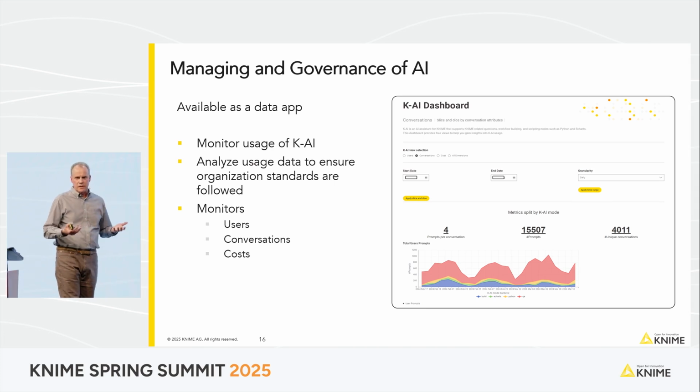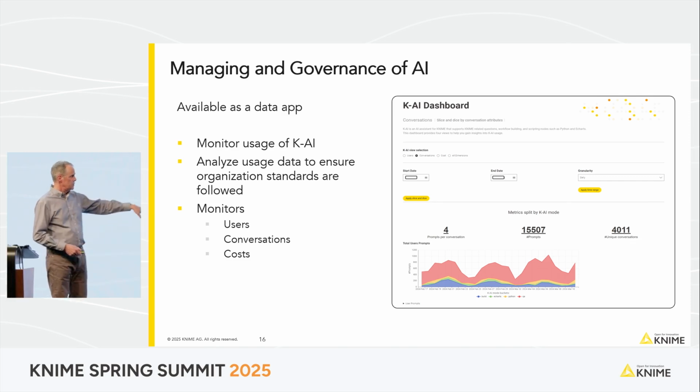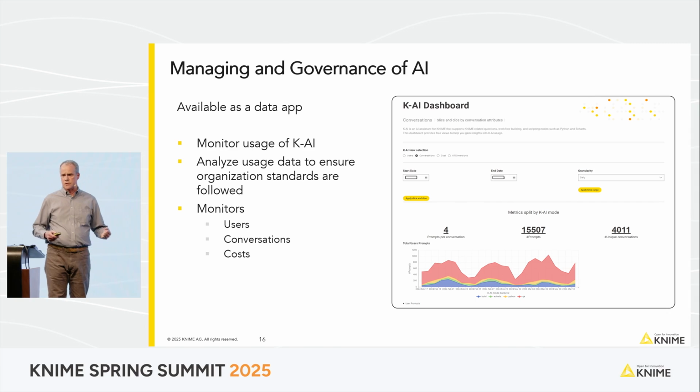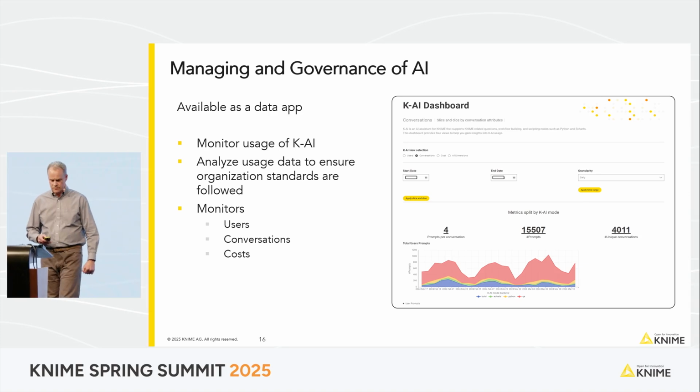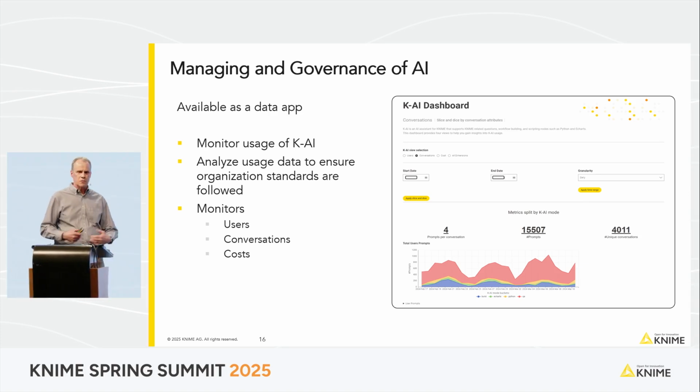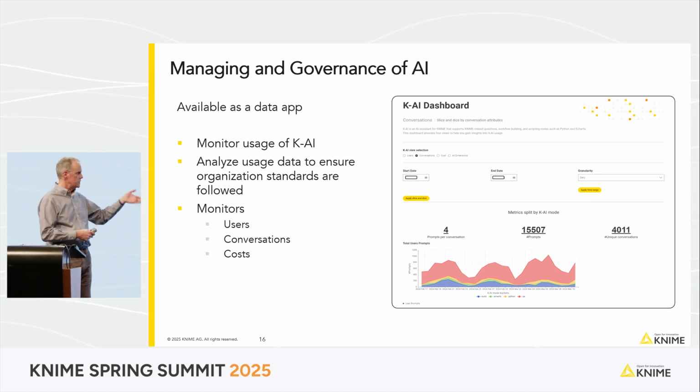But we also have the raw data that you can access, and then you can use that, whatever standards you have as far as governance of that, you have that data to use yourself. So the KNIME dashboard monitors users, like which users are actually using KNIME, conversations they've had with KNIME, and also cost. So that way, if you want to have some sort of cost per team as far as who's using KNIME, you would be able to do that.